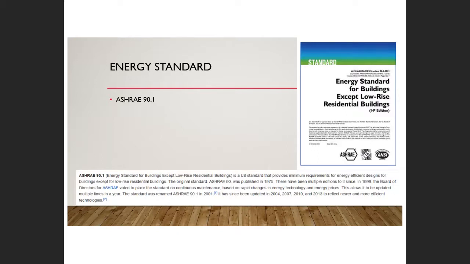Another, in this case this is a standard, but another thing that you might run across would be this particular energy standard, ASHRAE 90.1. And when I flip presentations here, this is actually the basis for a lot of the things that are in the IECC, International Energy Conservation Code.